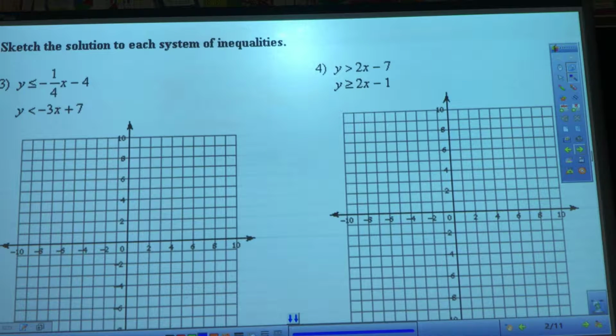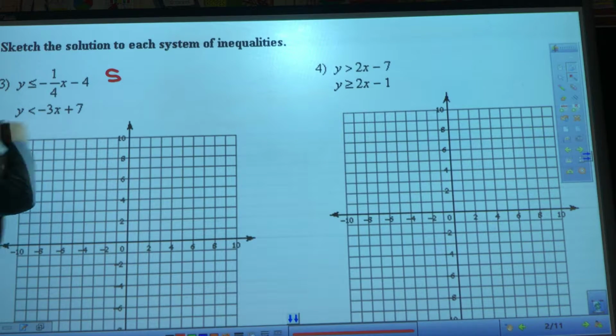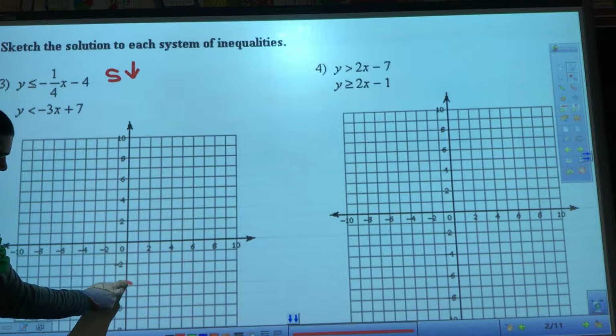All right, reminder, with inequalities, we need to pay attention to the type of line, dotted or solid, that we need, and we need to deal with our shading. Okay, so for this first one, I'm going to deal with this top equation. It is in slope-intercept form, so I can go ahead and make assumptions about my shading. This is going to be a solid line because it has the or equal to line. This is a less than symbol, so I'm going to shade down. And I'm going to go ahead and put that on the graph.